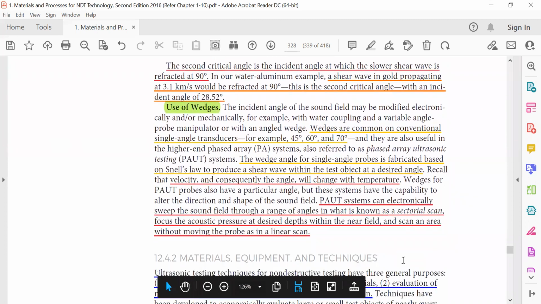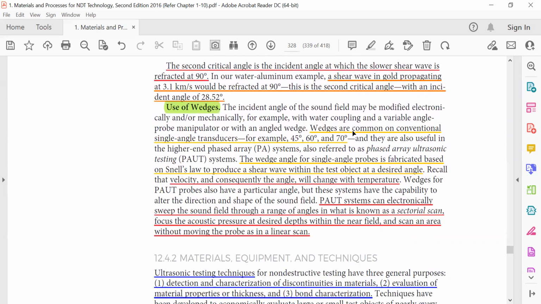Use of wedges. Wedges are common on conventional single angle transducers, for example 45, 60, 70. The wedge angle for single angle probes is fabricated based on Snell's law to produce a shear wave within the test object at a desired angle. So there is one angle only. Velocity and consequently the angle will change with temperature.